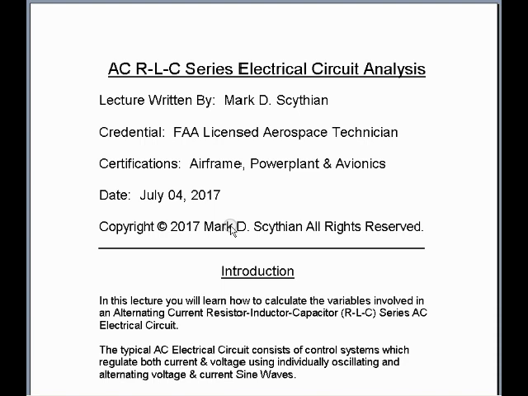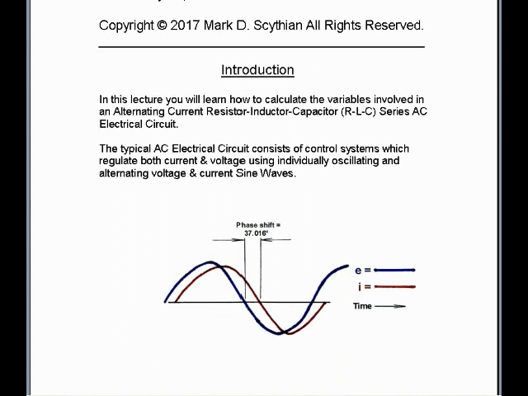In this lecture, you will learn how to calculate the variables involved in an alternating current resistor-inductor-capacitor, or RLC, series AC electrical circuit. The typical AC electrical circuit consists of control systems which regulate both current and voltage using individually oscillating and alternating voltage and current sine waves, as depicted below in the following drawing.